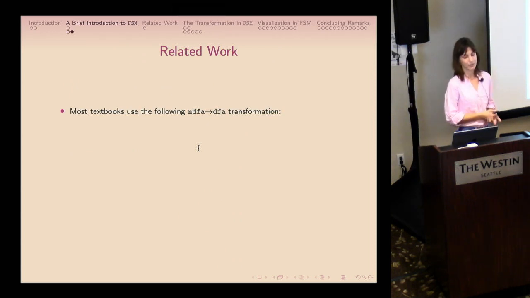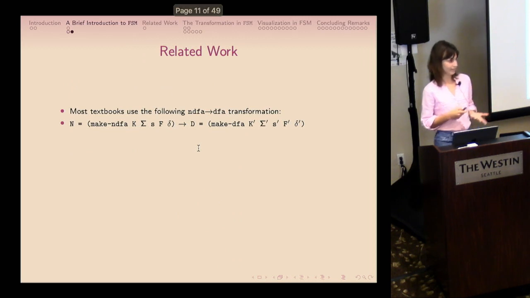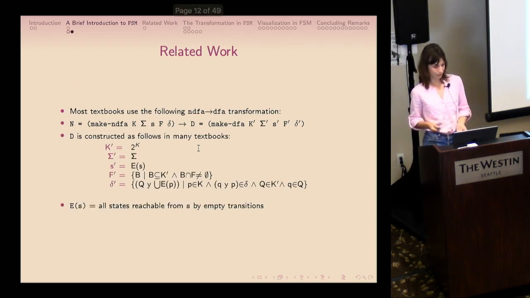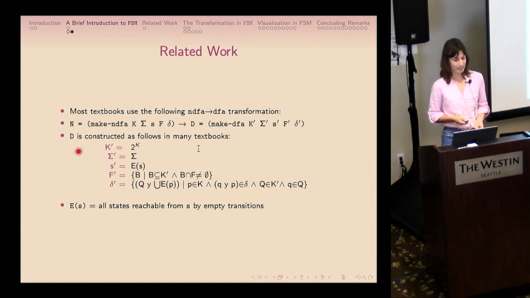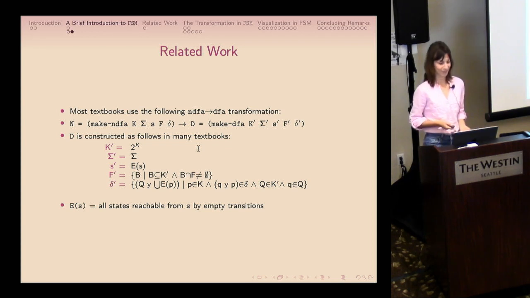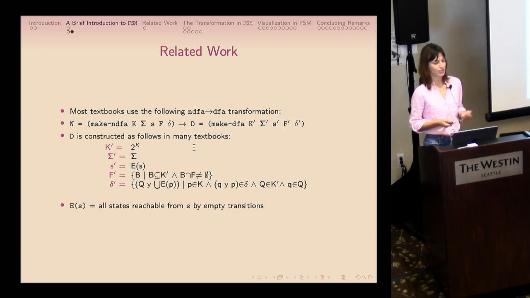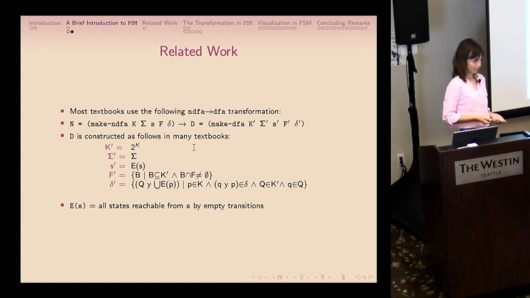Now, most textbooks use the following NDFA to DFA transformation. They start with an NDFA, and then they construct a DFA in the following manner. Here, K prime is a list of superstates. Again, a reminder, a superstate is just a state in the DFA. The list of superstates is constructed as a power set of K. Sigma prime is the same. S prime is the starting superstate, and it contains all empties of S, which is all states reachable from S by empty transitions.